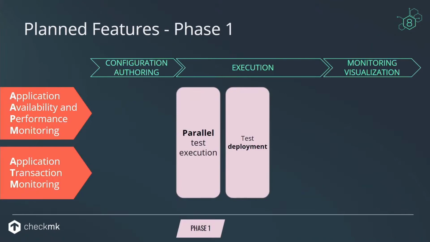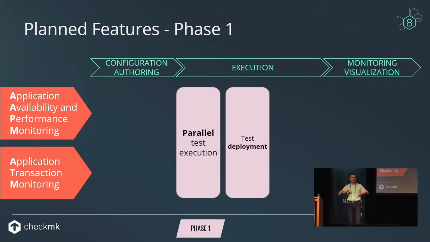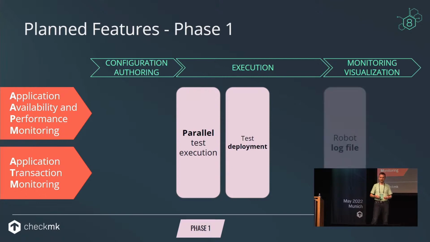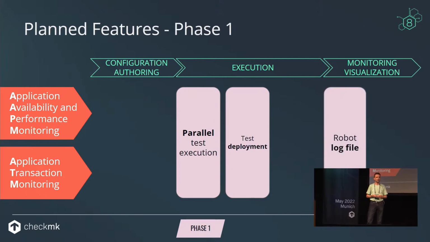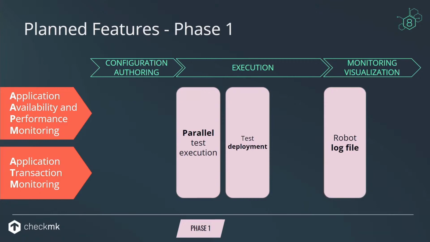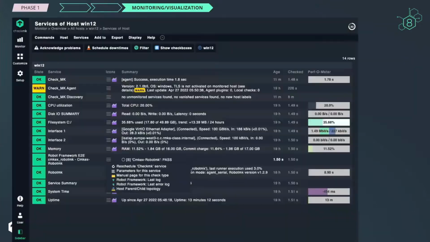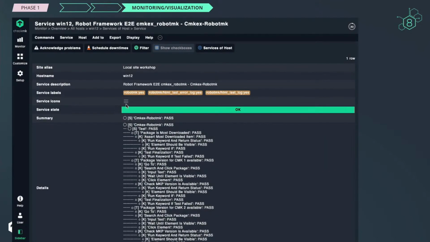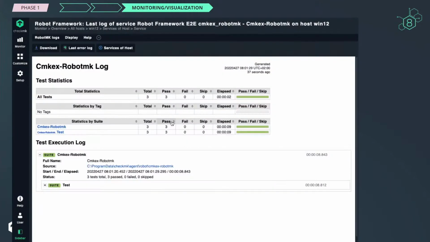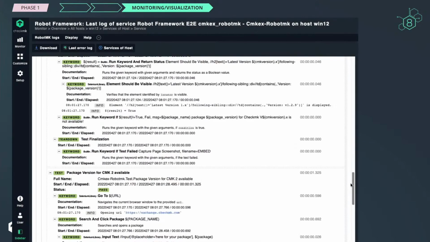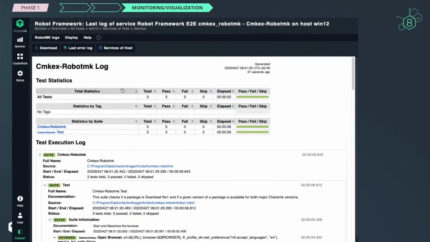Another planned improvement is the handling of Robot Framework HTML log files, which are produced on every Robot Framework execution. And they should be integrated into Checkmk, and they are integrated in the current version 2.1 beta 5, I think. What you can see here is a small screen recording. You see that the log files of Robotmk are just 1 click away from the service. You can access the last execution log file, as well as the last error log file.